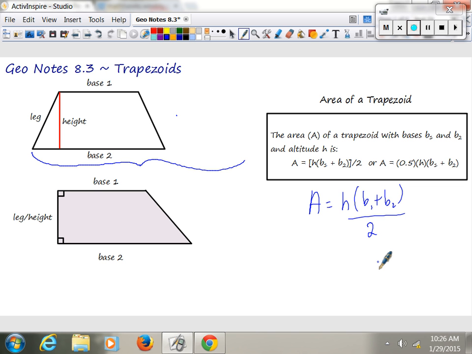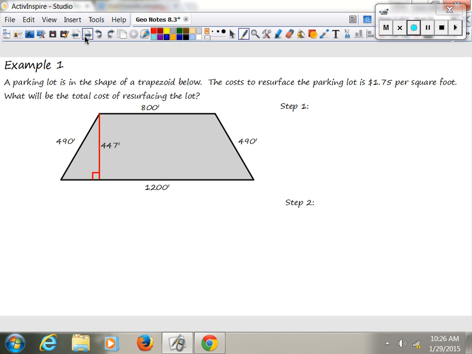Now let's use that formula on the first example. Parking lot in the shape of a trapezoid. I made it gray so that you can kind of see that it's a parking lot. Usually that's the ground. The cost to resurface the parking lot is $1.75 per square foot. $1.75 for every square foot of space in that parking lot. What will be the total cost to resurface the lot?